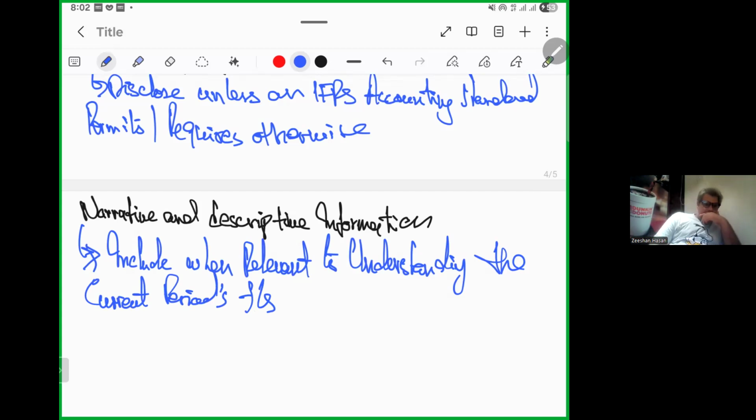So when the presentation or the classification of items in financial statements is amended, if practicable, reclassify comparatives and disclose the nature, amount, and reason for reclassification. Okay.